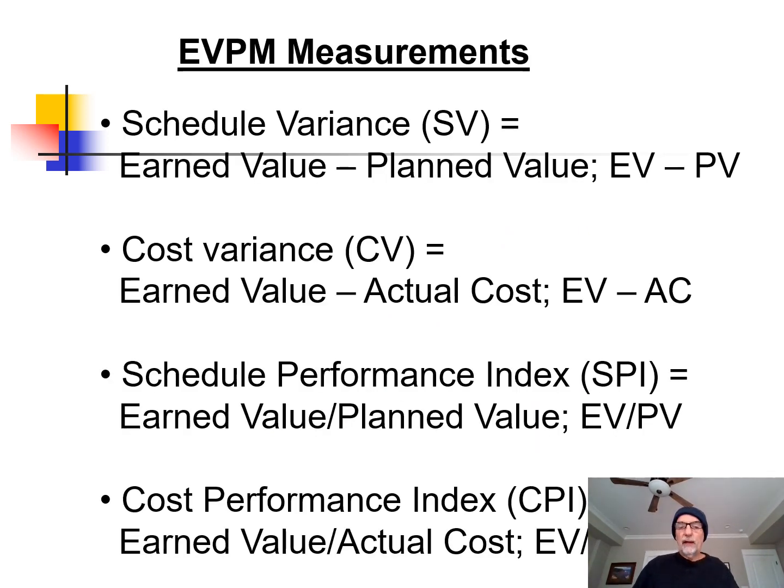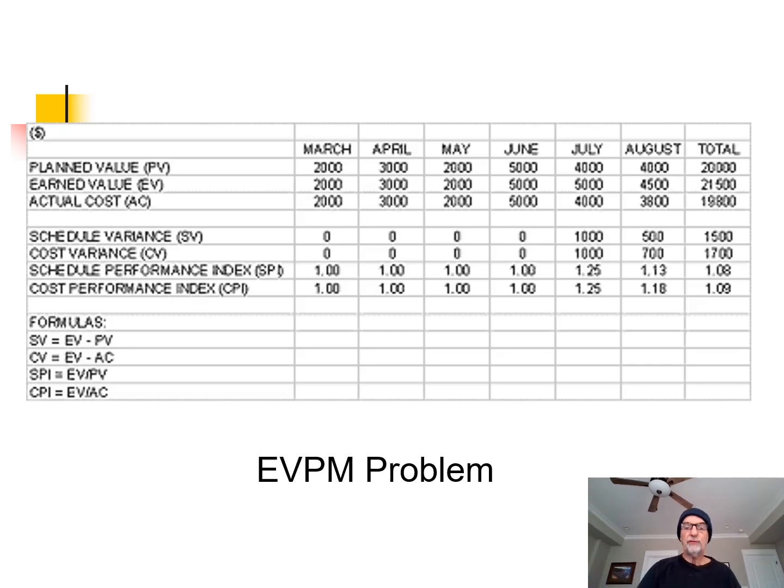And we're going to look at some variances here in a minute, but here's four variances that are very commonly used. So you have a schedule variance and you have a cost variance. You want these to be positive numbers. Then you have a couple of indices, the SPI and the CPI, and you want those to be greater than 1.